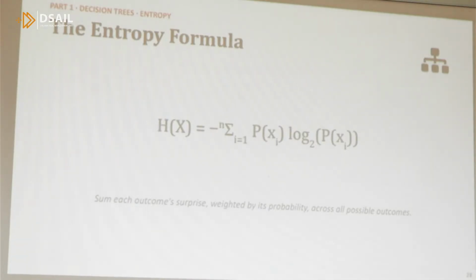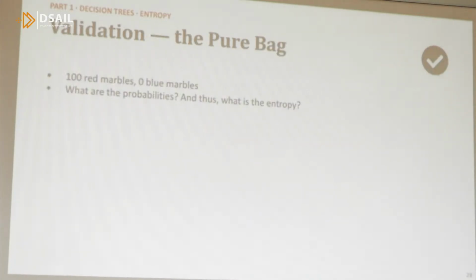So we are going to work out an example here, and you're going to see practically that example of temperature and rain. So let's begin with the example we had of 100 bags. If we have 100 red marbles and 0 blue marbles, what are the probabilities and what is the entropy? Let's work that out. What are the probabilities? Probability of getting a red marble? 1. Probability of getting a blue marble? 0. Altogether.